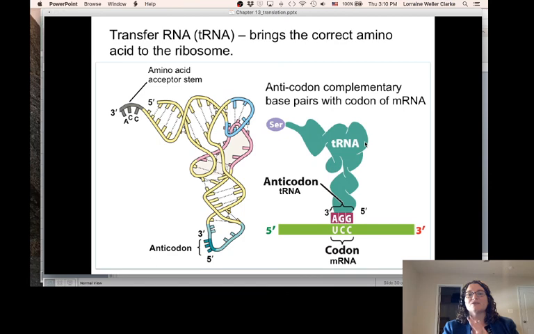So tRNA brings the correct amino acid to the ribosome. Once mRNA is in the ribosome and the ribosome clamps on, then you have this anticodon that's complementary with the base pair. So this is the codon. The codon is always used as the correct transcript. The anticodon is just indicating that this serine goes with UCC.